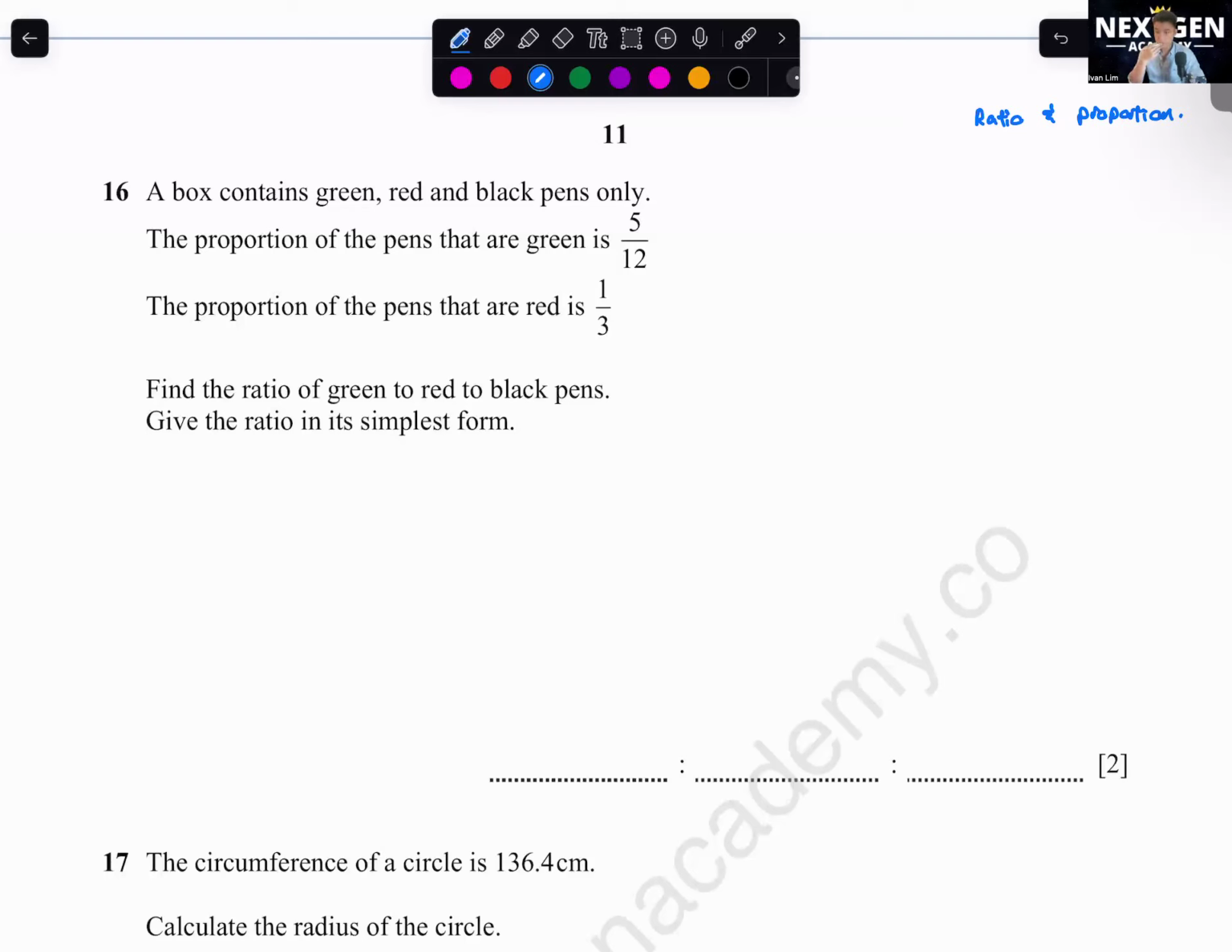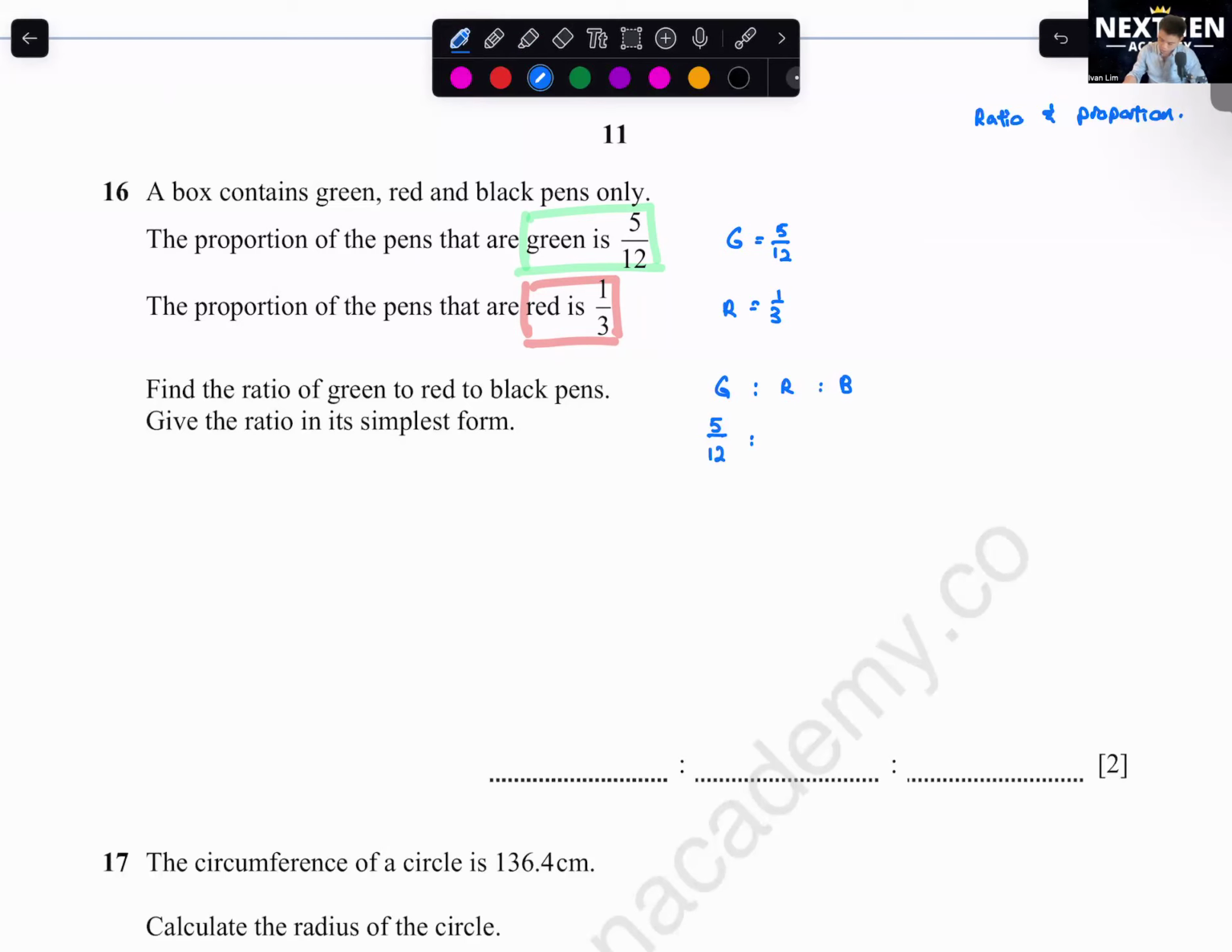So here, the proportion of the pens that are green: the first one, green, is 5 over 12. Red is 1 over 3. Green to red to black. So how do we understand this? Green is 5 over 12, red is 1 over 3. We want to find green to red to black. This is what we can do. We write down the ratio here first. 5 over 12.